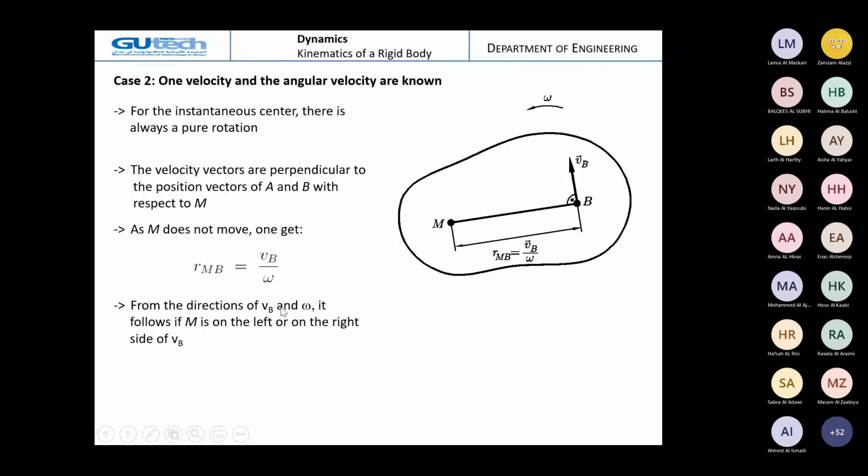Then from the direction of VB and omega, it follows if M is on the left or on the right side of VB. Because it's important here, we can make the perpendicular line, but we don't know if M is on the left side or on the right side. The direction of omega will determine if it's on the left side or the right side. If we have omega in this direction, rotating like this, in this case, we keep M on the right side.